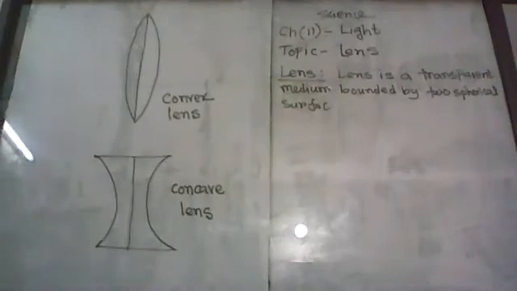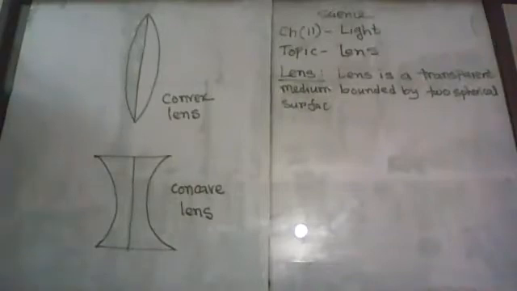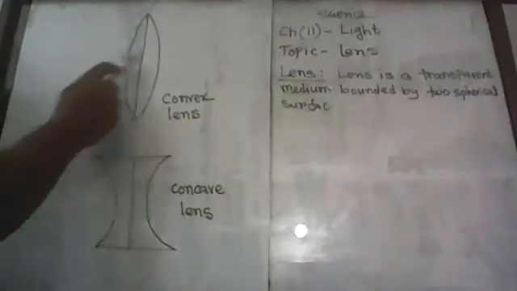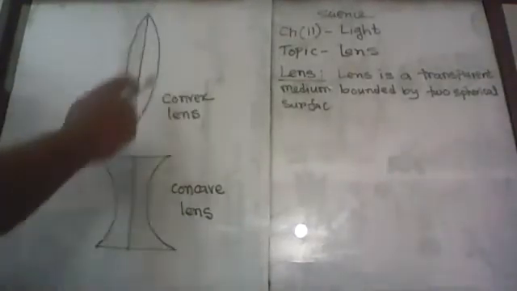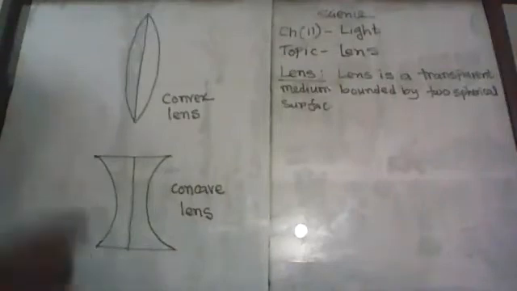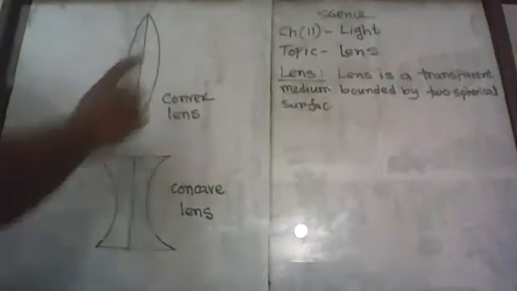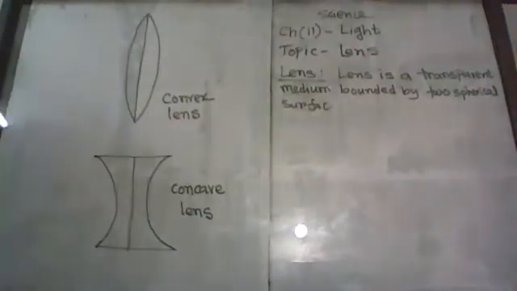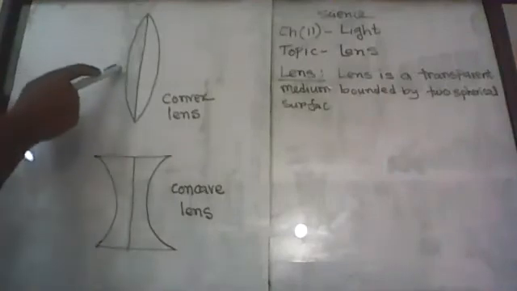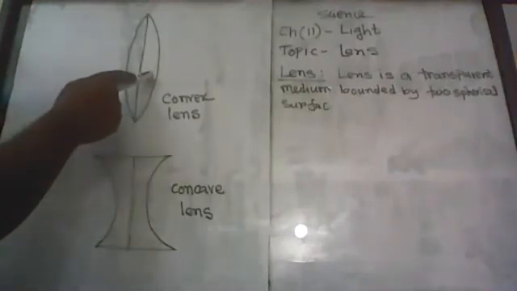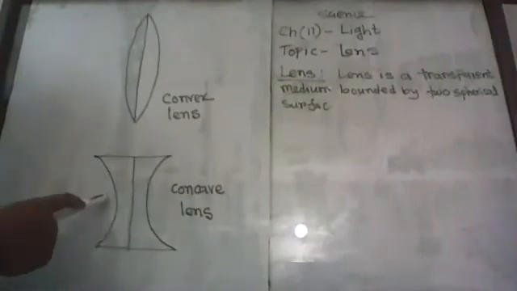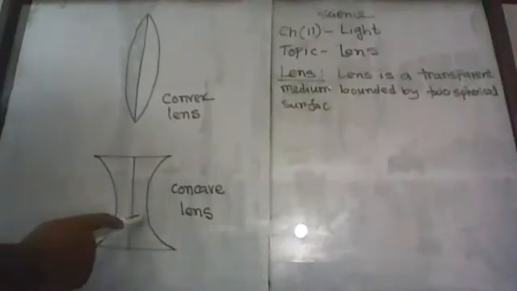So convex lens and concave lens. These two are the two types of lens. So you see that in the case of convex lens, the middle part is thick and the edge is thin. You see for concave lens, the middle part is thin, edge is thick. But you see these two look like parts of spherical surfaces. Suppose this is a part of one spherical surface, this is a part of another spherical surface. You see here again, this is a part of one spherical surface, this is a part of another spherical surface.